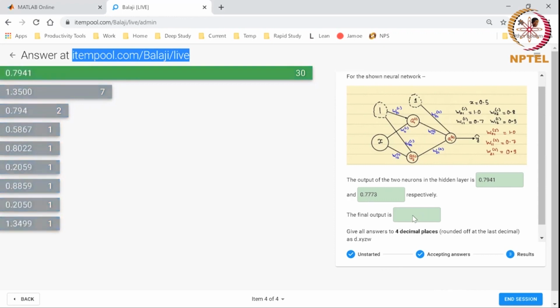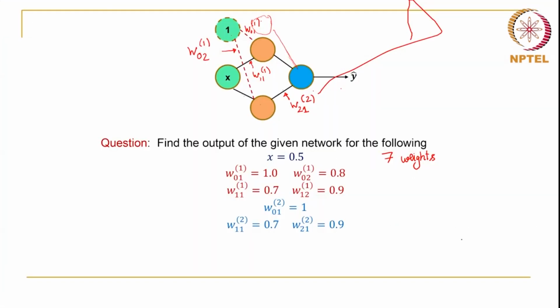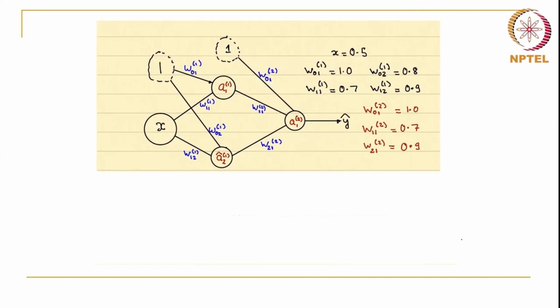Oops, I seem to have forgotten to write this here. Several people have got the points 0.7941 right. I don't know how item pool shows the other two outputs, but let me show you a full solution. So here it is, the question that was shown to you. What we do is simply systematically calculate.